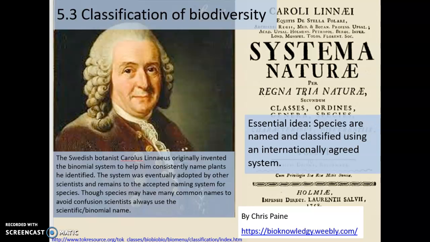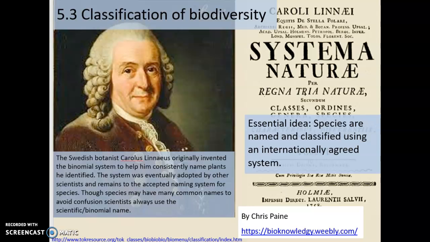Okay, so what I'd like to do today is finish off your notes on 5.3. You're actually starting your notes on 5.3, and that's all about classification and the binomial system of naming organisms. It all started off, kickstarted by a guy called Carl Linnaeus, or Carolus Linnaeus, as it says here, which is his proper Swedish name, but in English we call him Carl Linnaeus because, kind of lazy.